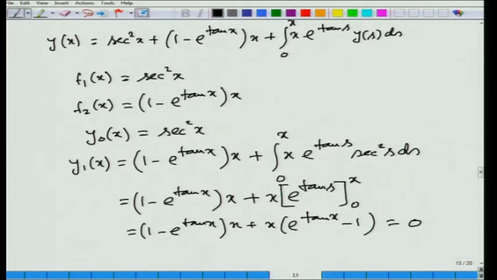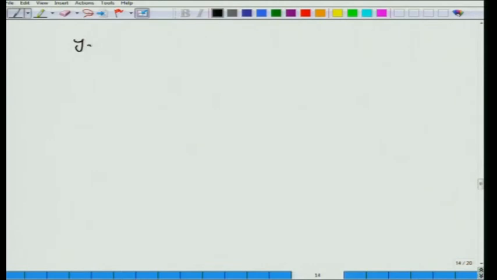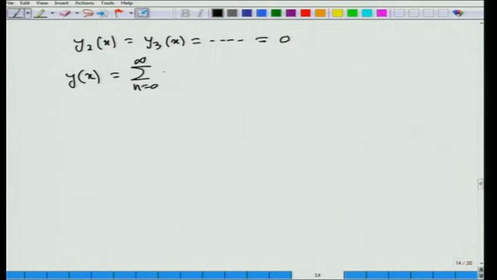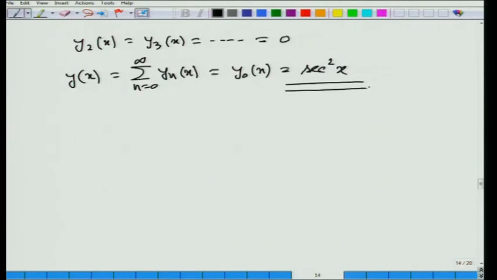Once y1(x) is exactly equal to 0, immediately you can understand that y2(x), y3(x) and so on, all these components are exactly equal to 0, and therefore, y(x), that is assumed to be the sum of n running from 0 to infinity of yn(x), is nothing but simply y0(x) is equal to sec squared x. This is actually the solution of the given problem.